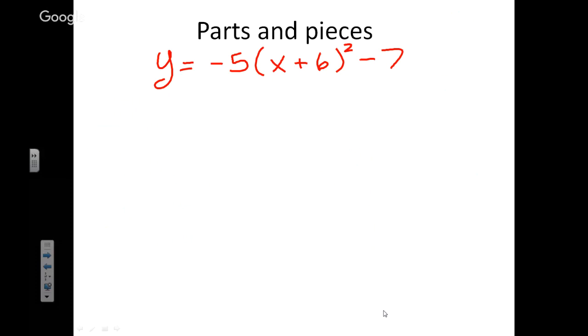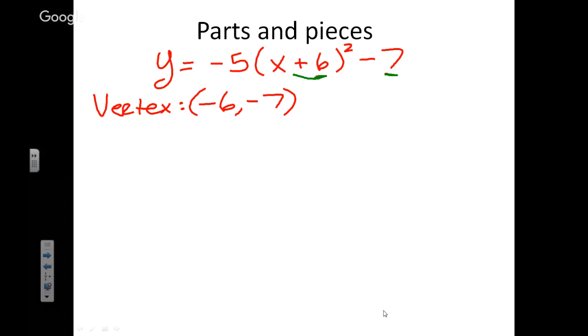Okay, so somebody give me one part or piece that we keep asking for. The vertex. Okay, I always like to start with the vertex. What is the vertex here? -6, -7. Okay, whatever these numbers are sitting right here is the vertex. Except when I'm with my x, this is what I always say, when I'm with my x, I do the opposite, so that +6 becomes a -6. What other parts do we ask for?